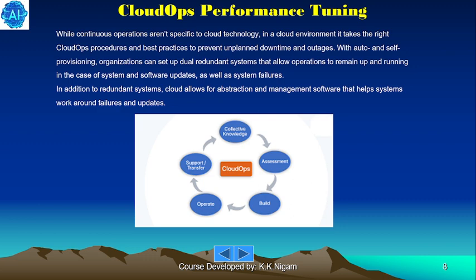While continuous operations aren't specific to cloud technology, in a cloud environment it takes the right CloudOps procedures and best practices to prevent unplanned downtime and outages. With auto and self-provisioning, organizations can set up dual redundant systems that allow operations to remain up and running in the case of system and software updates as well as system failures. In addition to redundant systems, cloud allows for abstraction and management software that helps systems work around failures and updates.